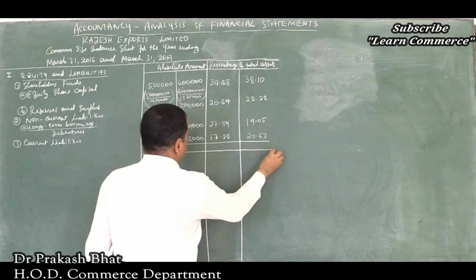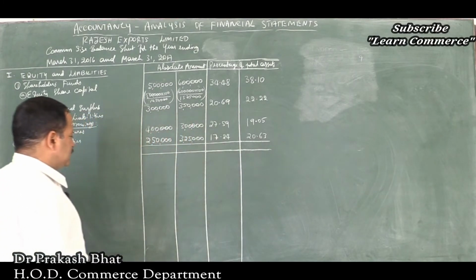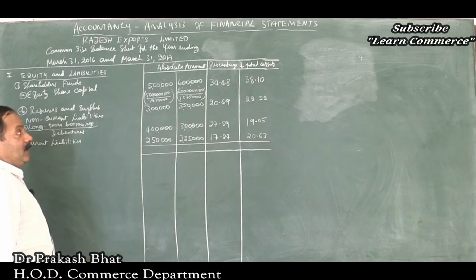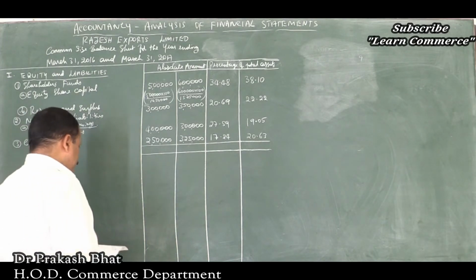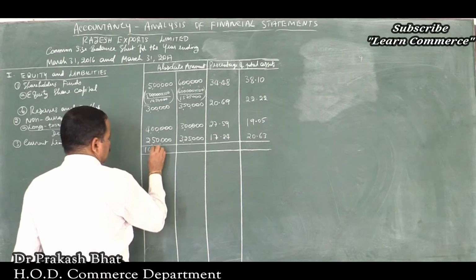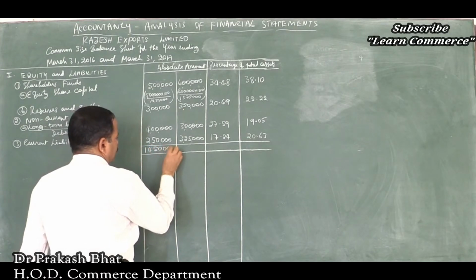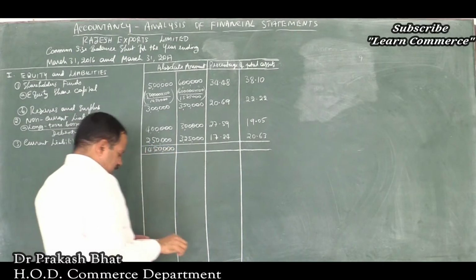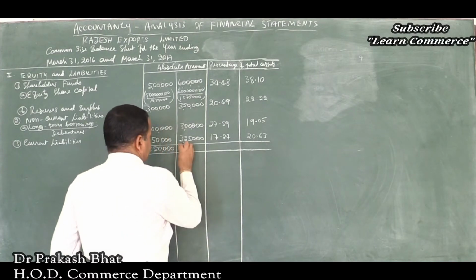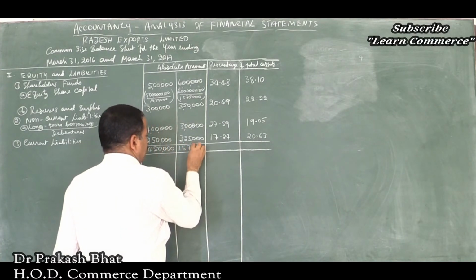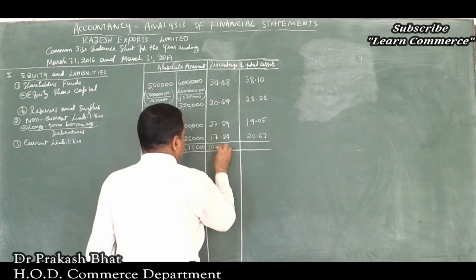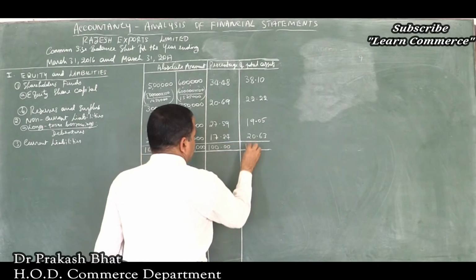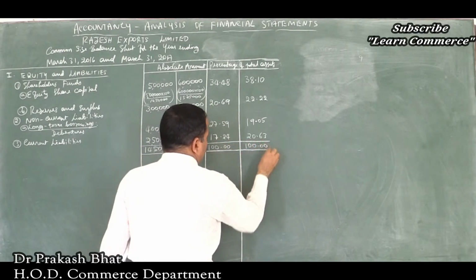Assets part over. Sorry, liabilities part over. Equity and liabilities over. Total is 14,50,000 and 15 lakh 75,000. Total percentage is 100. Just check, it must agree to 100. This is the speciality of common size balance sheet.